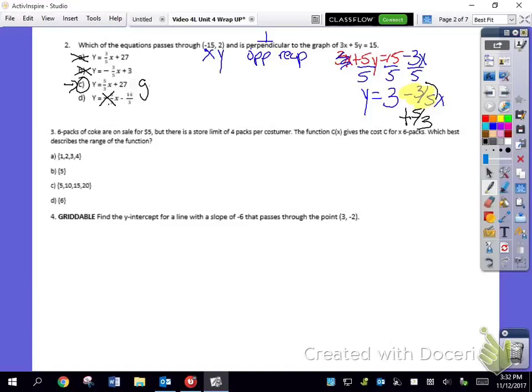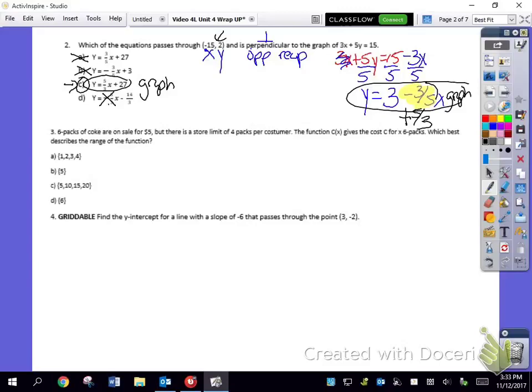Now what you can do is graph that one, and graph this equation, and make sure that they make an L, and then you want to check the table to make sure it has negative 15, 2.